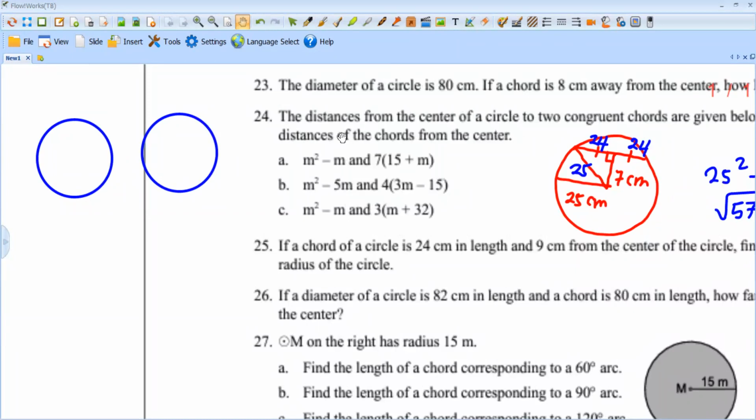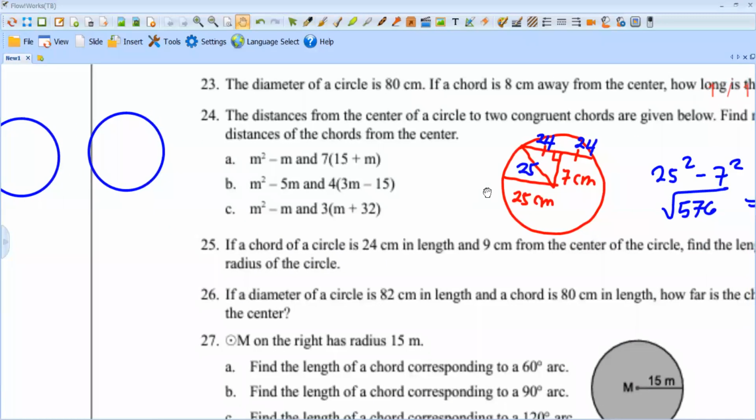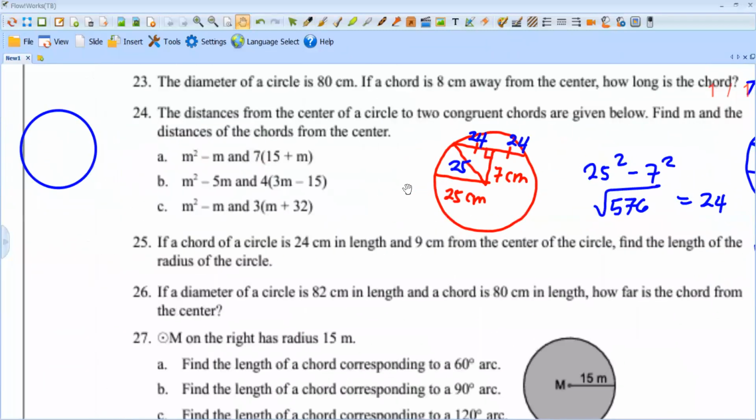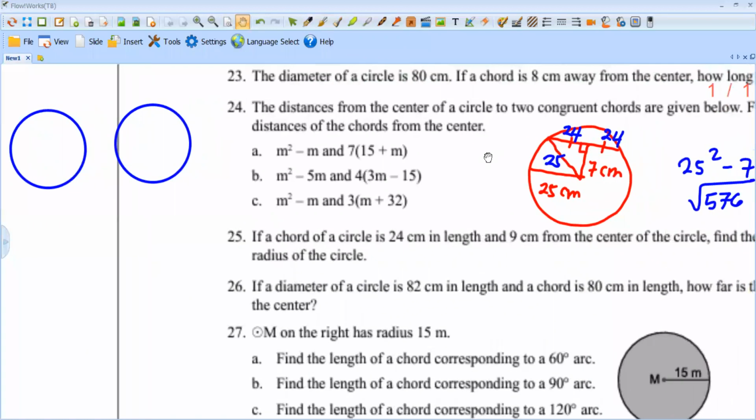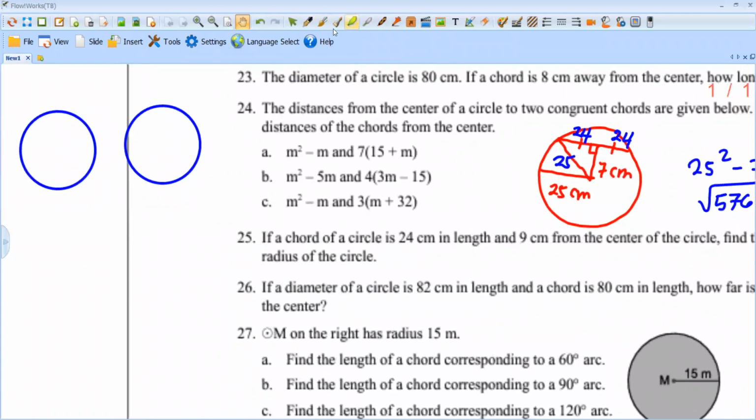Okay, so the distances from the center of a circle to two congruent chords are given below. Find M and N. Okay, so this is a chord, right? And this is also a chord. So they have the same distance from the center.